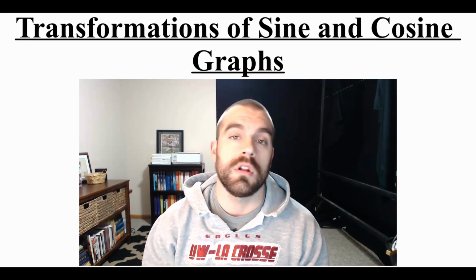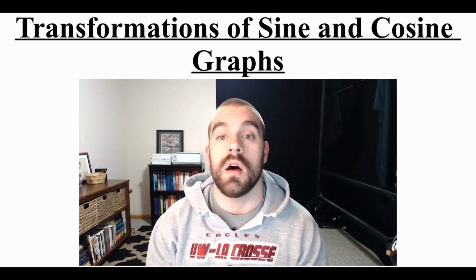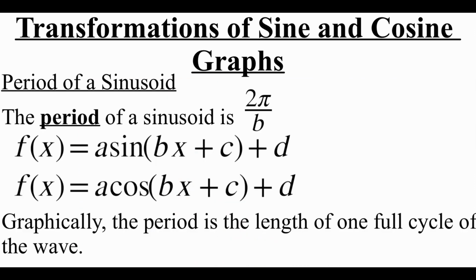In this video, we're going to look at transformations of sine and cosine graphs. What we're going to take a look at in this video is the period of a sinusoid. To find the period of a sinusoid, we take 2 pi divided by our b value. So again, whether we're looking at a sine function or a cosine function, the b value is a coefficient attached directly to our x. So we take 2 pi and divide it by b.